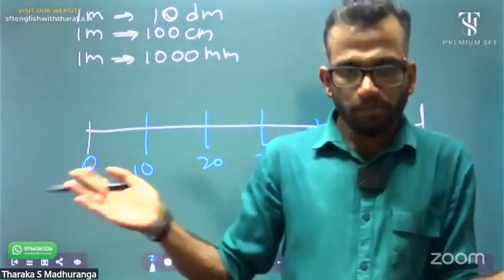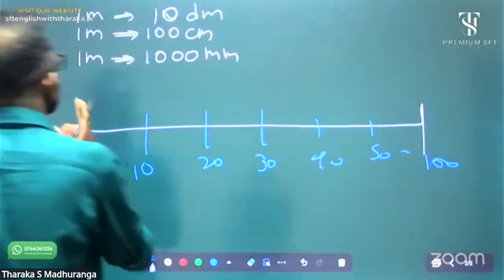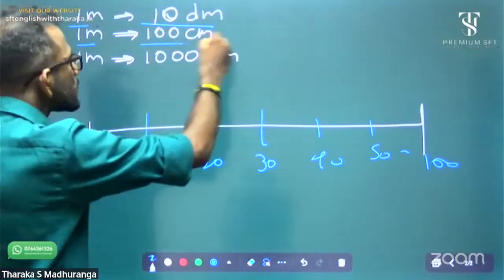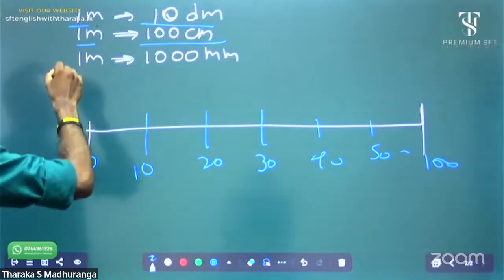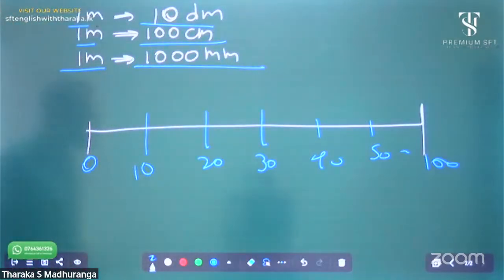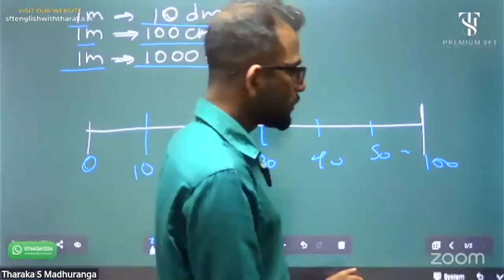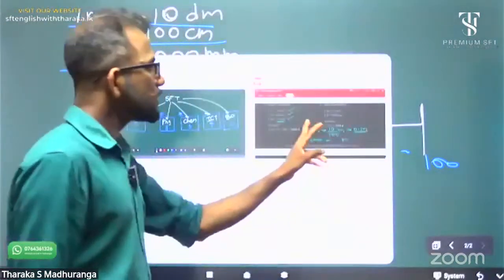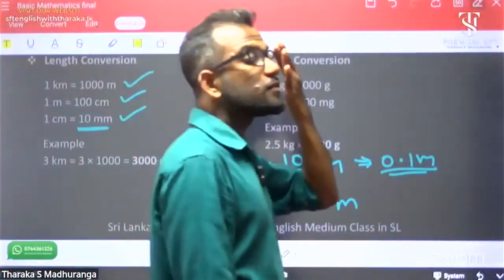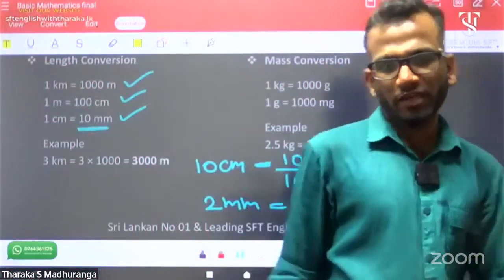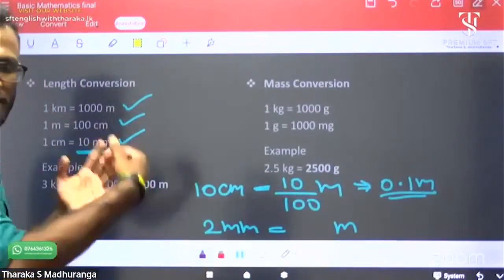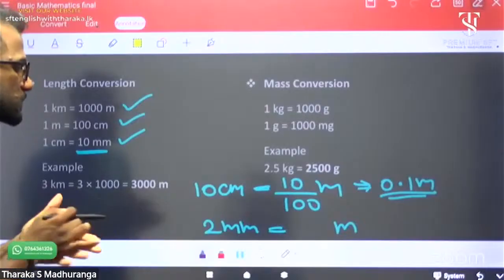We call these decimeters. A decimeter means 10 centimeters. If you have 1 meter, it is 10 decimeters. 1 meter is 100 centimeters. 1 meter is 1000 millimeters. Is that clear? These are the basic things I explain today. In the measurement lesson I already explained these things, but try to get some basic idea.